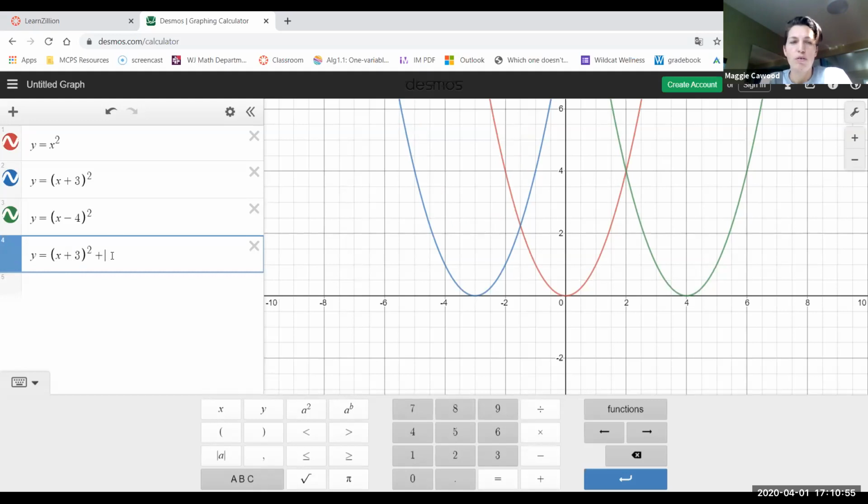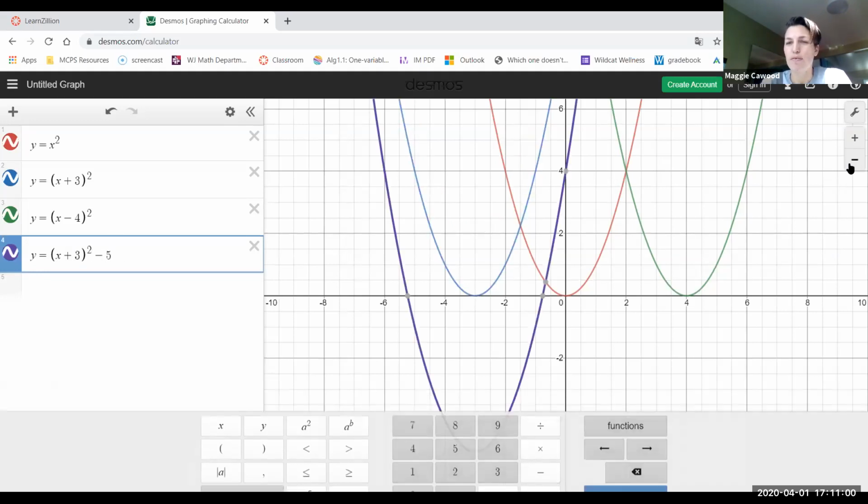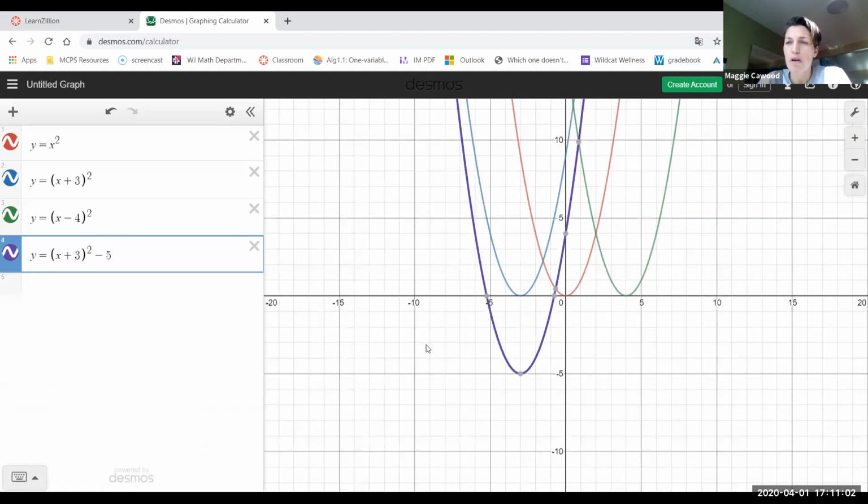All right, I could go -5, and it went down 5, but we can't see it very well because we zoomed in. Okay, so when it's on the outside of the squared, it is exactly what it looks like.